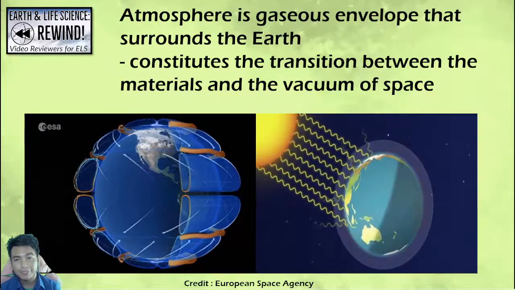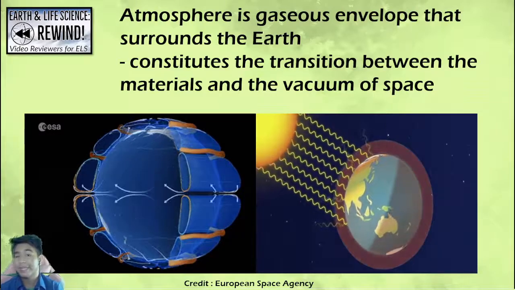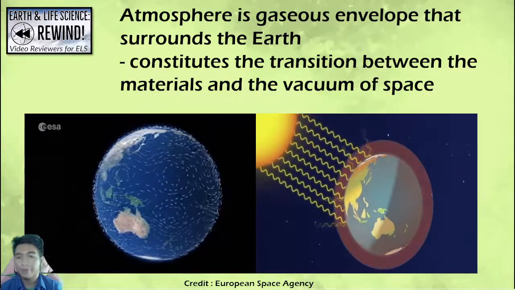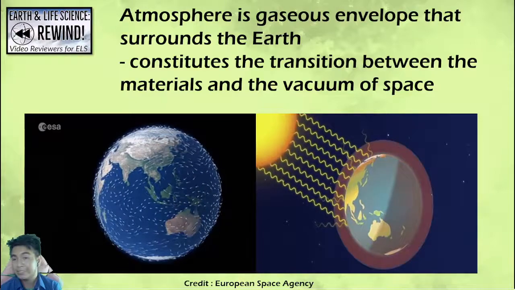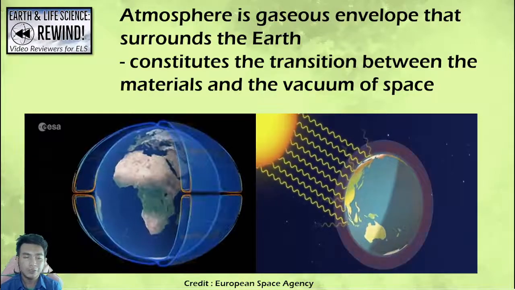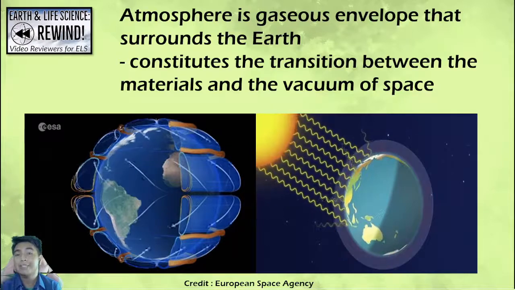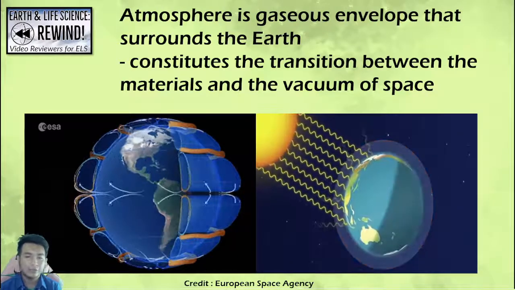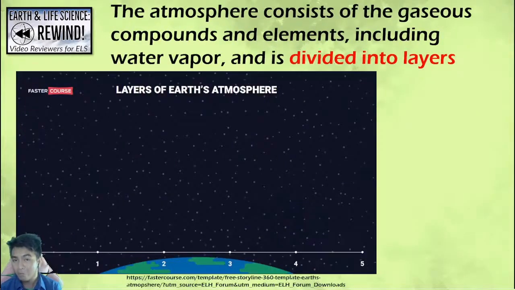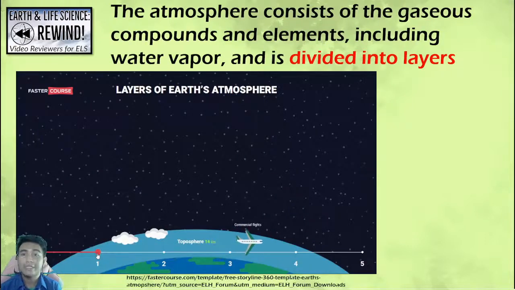The atmosphere is a subsystem covering all the gases and the air of our planet. It is a gaseous envelope that surrounds the Earth and constitutes the transition between our planet and outer space. Gaseous compounds, elements, and even water vapor are parts of the atmosphere.